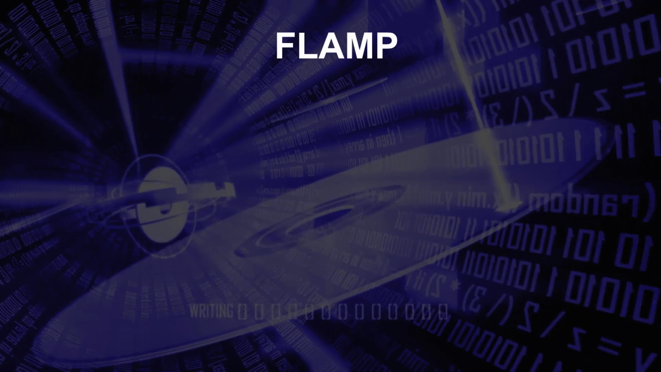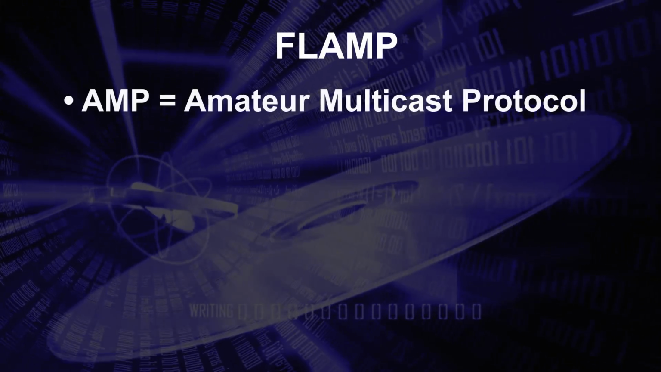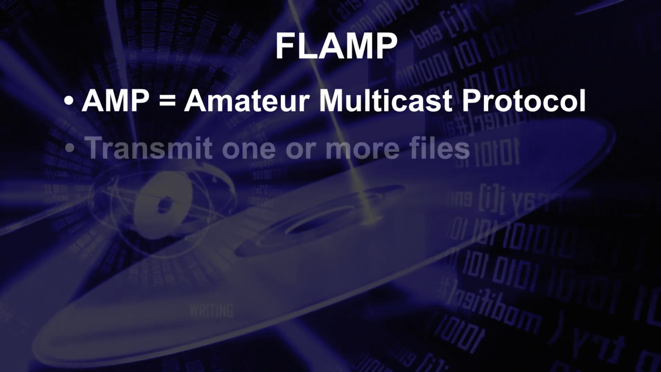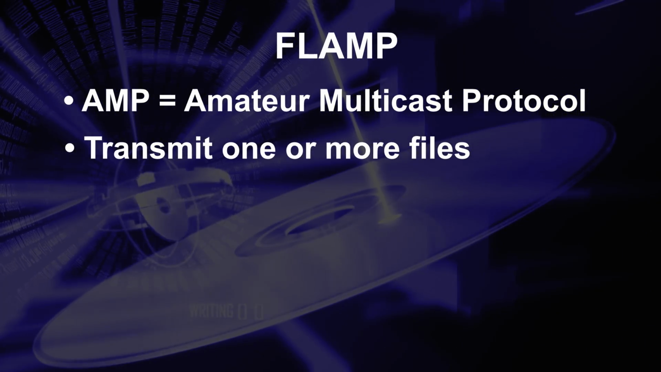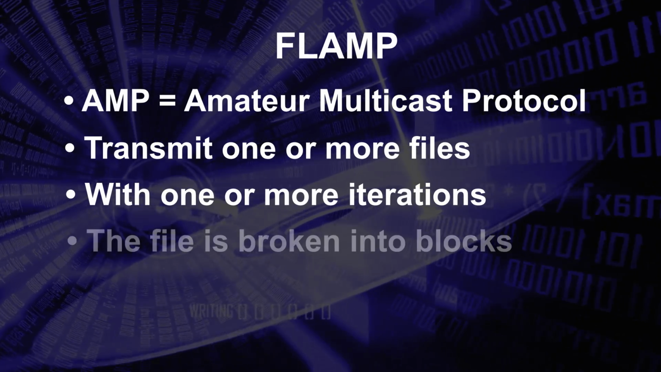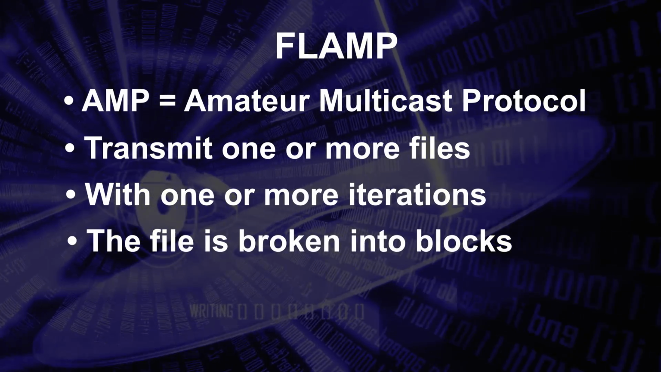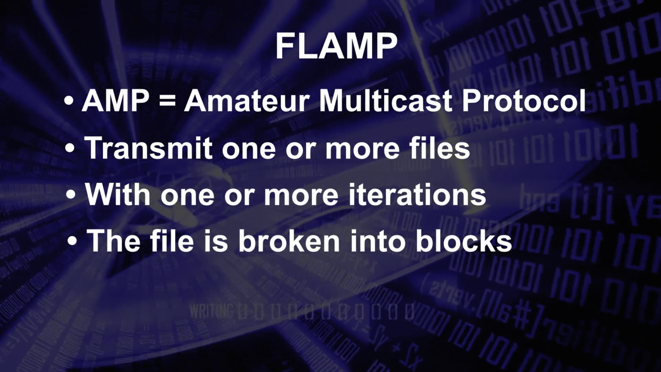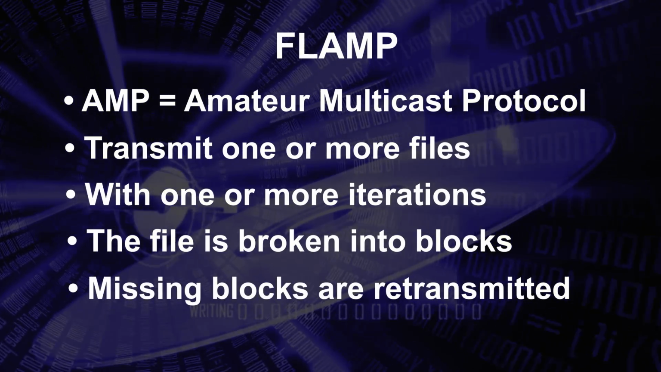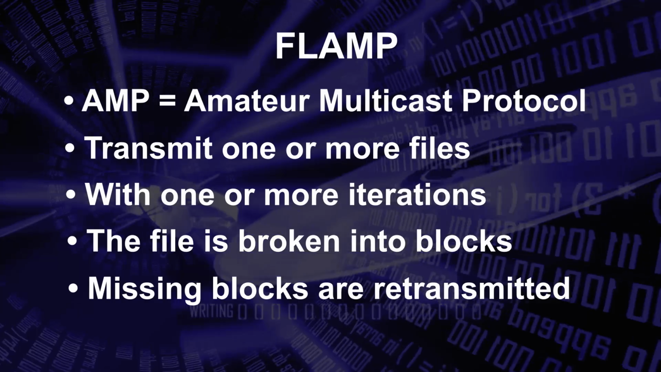Let's move on to FLAMP. AMP stands for Amateur Multicast Protocol. This will transmit one or more files with one or more iterations of the transmission. The file is broken into blocks, each with a checksum. If the receiving station misses some blocks, it can report the missing blocks and the transmitting station then resends them.